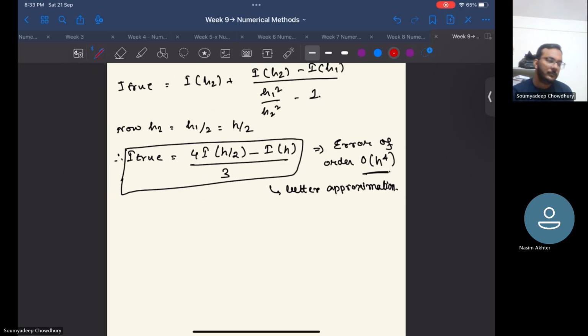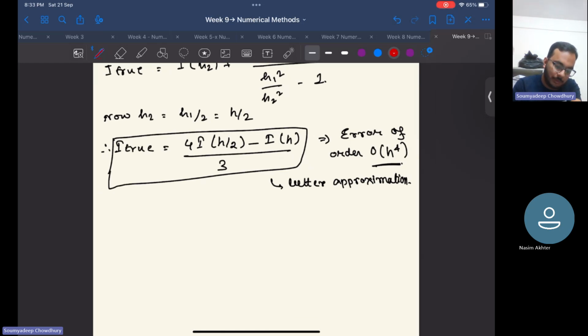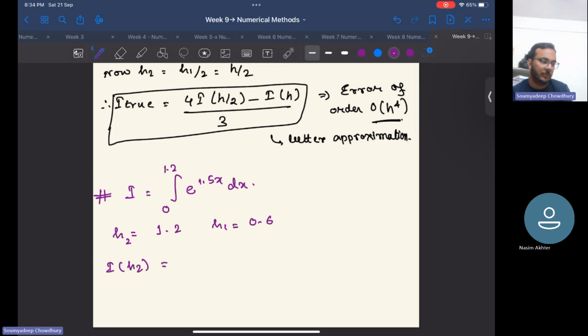Yes, yes, fine. So this Richardson extrapolation, we will see whether it is more accurate or less accurate. I'm taking the same integral, 0 to 1.2 of e to the power 1.5x dx. So here first we will take h2 as 1.2 and h1 as 0.6. I of h2, if you find out using trapezoidal rule, you will get this one, right? First we evaluated this. And I of h1, that is using 0.6, you will get 0.7181.